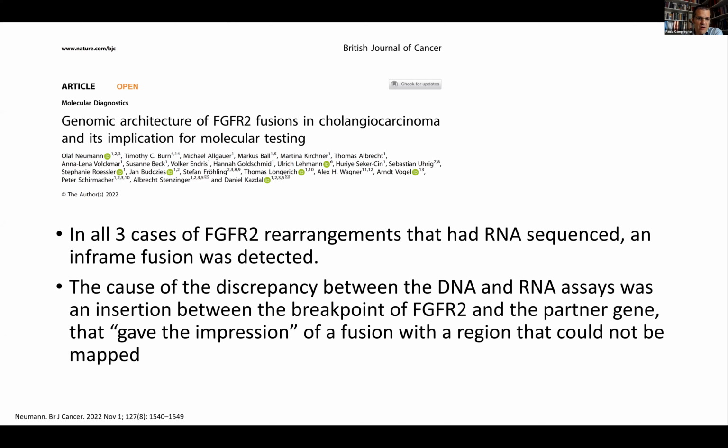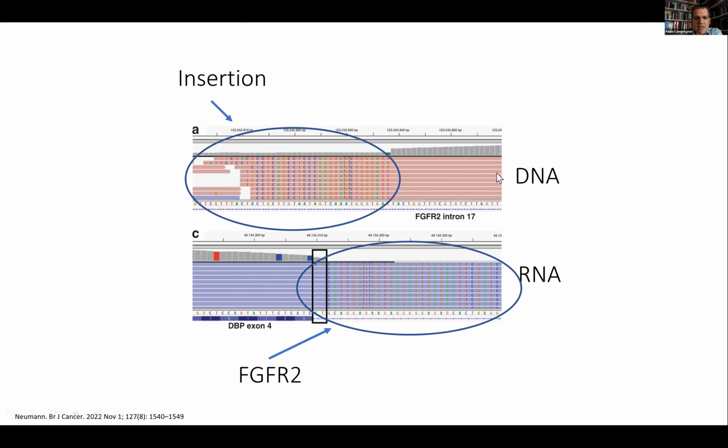And I was happy to learn that in the 3 cases for which DNA rearrangement had been detected, they studied RNA. The cause of the discrepancy between the DNA and RNA assays was an insertion between the breakpoint of FGFR2 and the partner gene, which gave the impression of a fusion with a region that could not be mapped. But those were canonical FGFR2 fusions that were detected in RNA sequencing. So what happened? This is very illustrative, right?